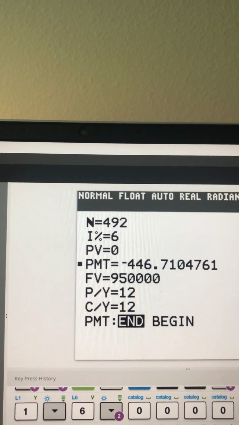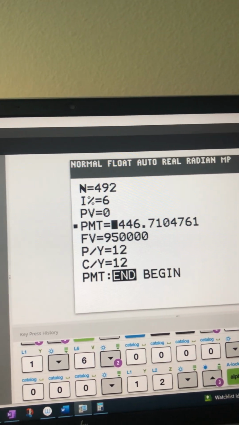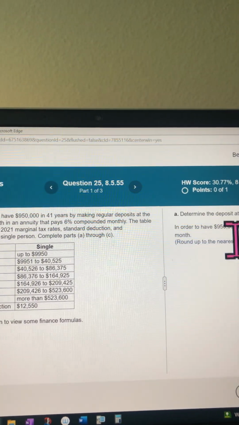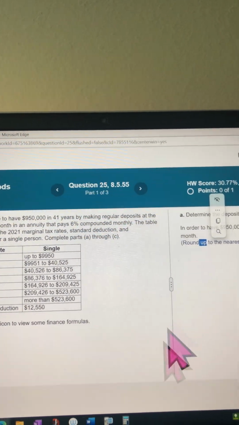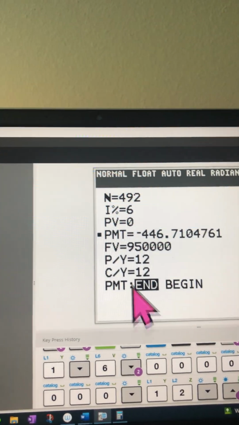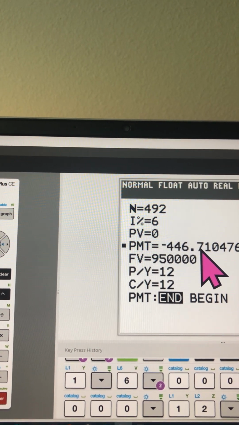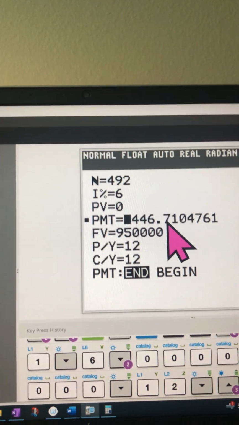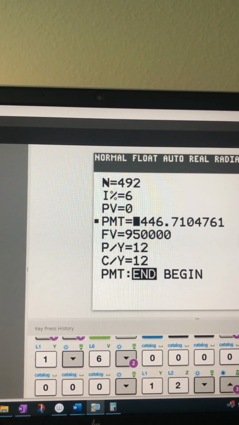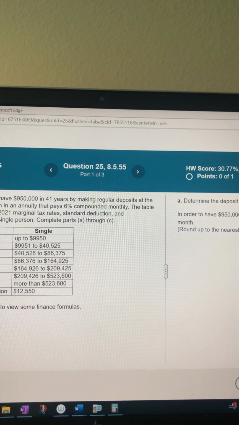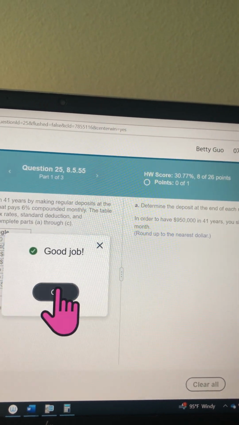Alpha, enter. And then your monthly payment would be around $447. Let's see, how do you round the answer? Round up. Very, very important. Round up to the nearest dollar. Regardless of the digit behind the decimal point, even if it's less than 5, we still need to round it up. So the answer is going to be 447. Let's enter that here. That's part A of this problem.